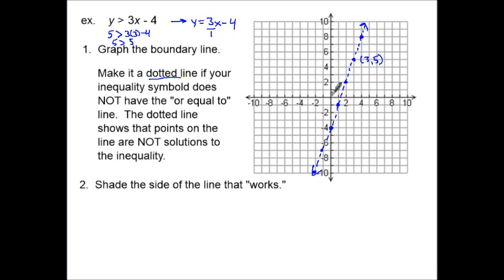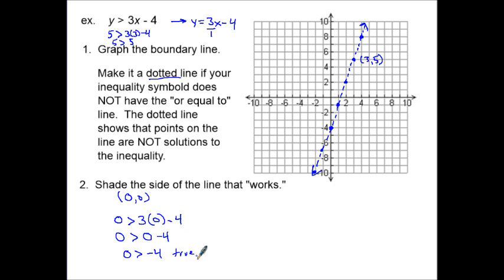Again, I'm going to pick the origin just because I honestly can, and it's easy to plug in 0, 0, but again, I could pick any point on the graph, it's just the origin is very convenient. So picking 0, 0, I plug in 0 for y, and I then get y greater than 3 times the x, which again is 0, and then minus 4, and then I work this out and see if it's true. So 0 greater than 3 times 0 is 0, minus 4, and again that just gives me 0 greater than negative 4. This is also a true statement.